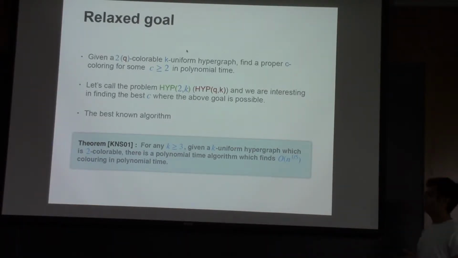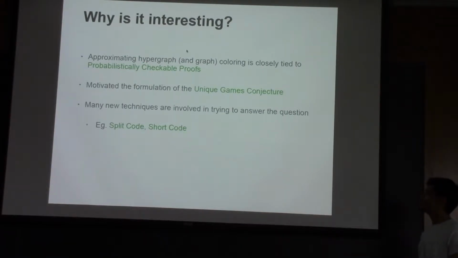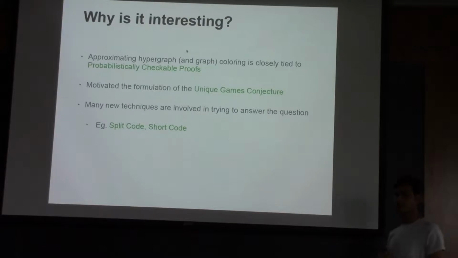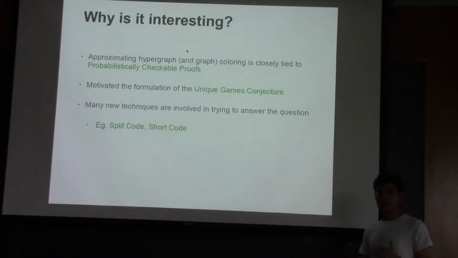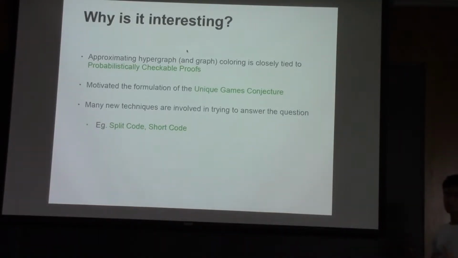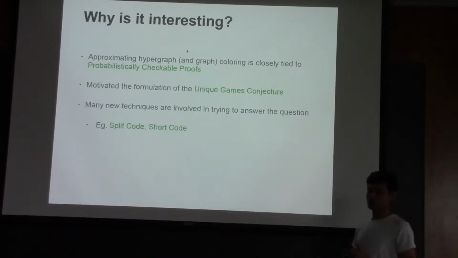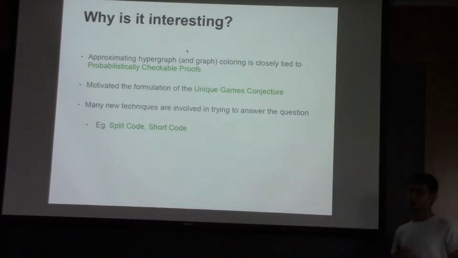Okay. So why is this problem interesting? First of all, approximating hypergraph coloring is very closely related to PCPs. And in some sense, it motivated the formulation of the Unique Games Conjecture, and since then, the problem received a lot of attention. And in answering this hardness of approximating hypergraph coloring, many new techniques were used, for example, split codes and short codes. These are just some objects which were used in giving better and better results in this area.